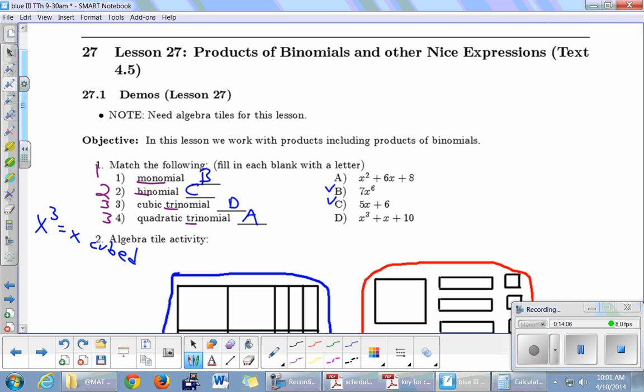But here's the unfortunate part. We've been playing this prefix game. What does quad mean as a prefix? It means 4.